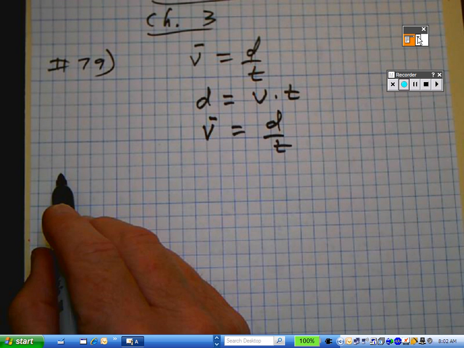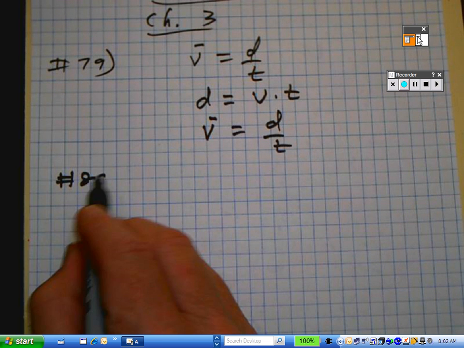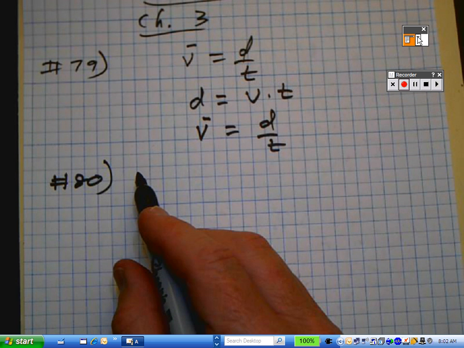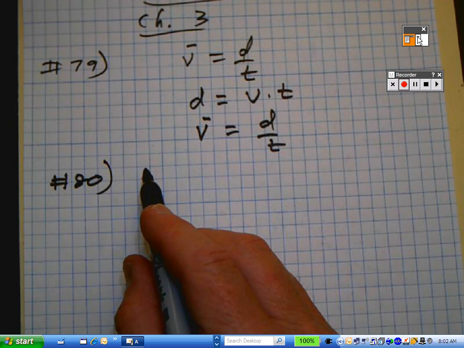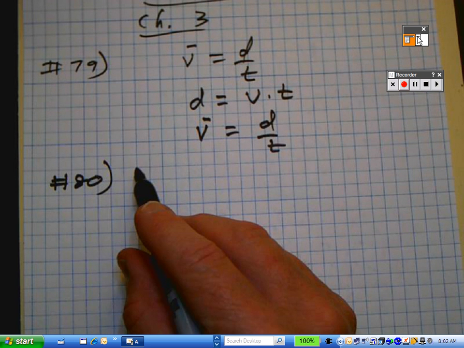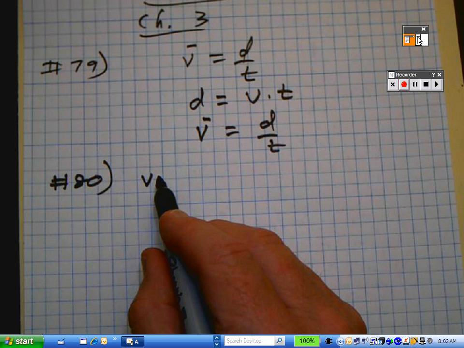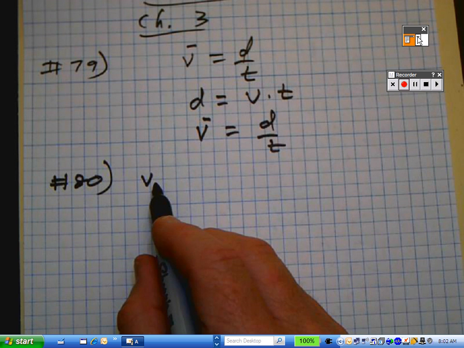Let's switch to number 80. This one is asking for the uniform acceleration. On every problem in this unit, and really for the whole year, I advise writing the knowns and unknowns. If the car is changing from 32 meters per second to 96, you should write the units just as we have in our formulas, or the variables as we have in the formulas.